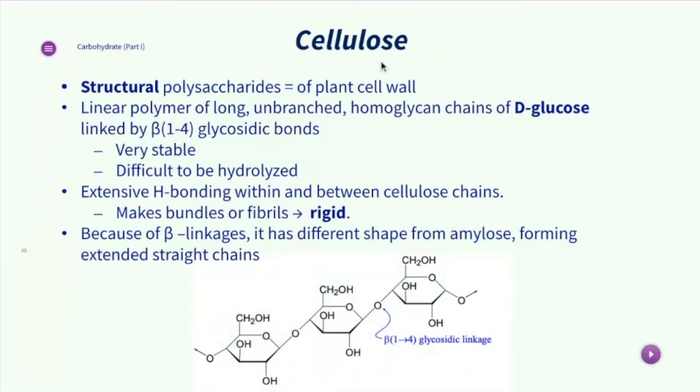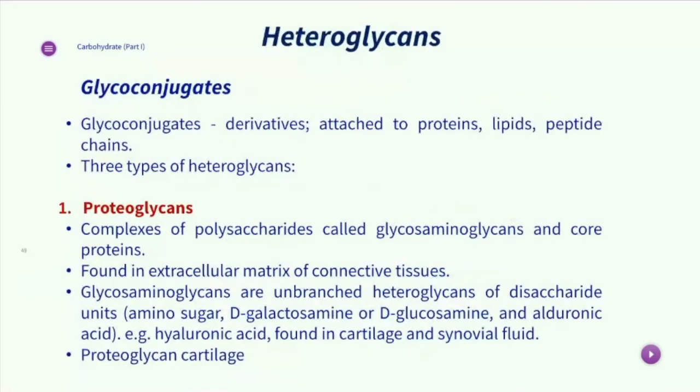Okay, that is cellulose. So the difference between starch, glycogen, and cellulose is the place of the glycosidic linkage, and also the branching. So you need to be able to identify between those three.